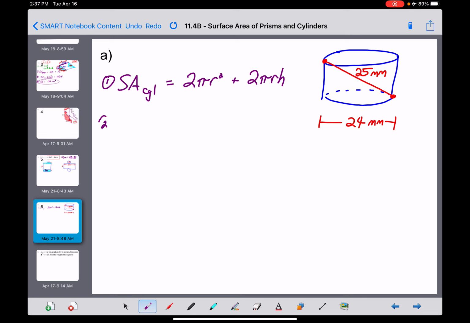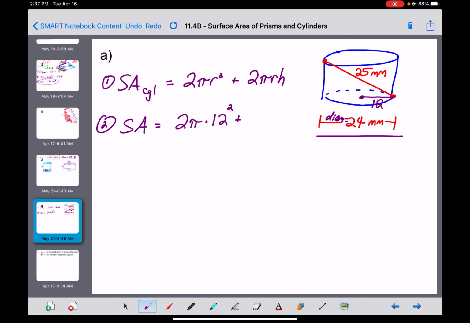So let's fill in what we know in step 2. Surface area is going to be 2 times pi. Okay, and here's where I tried to make things difficult for you guys. I didn't give you the radius. What I did give you, though, is this 24 millimeters, which is the diameter of this hockey puck right here. The radius would only make up half of that right there. That's going to be your r. So radius is going to be half of 24, which is going to be 12. So 2 times pi times 12 squared.